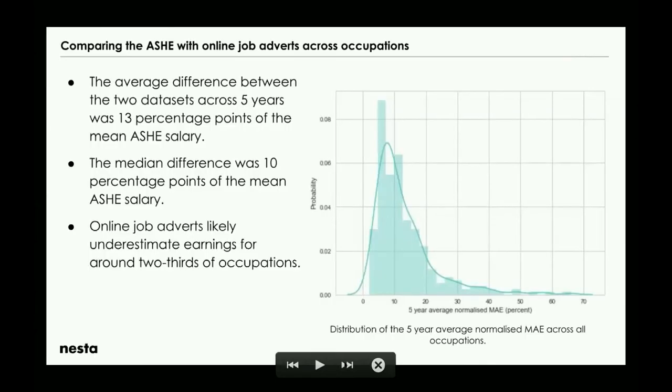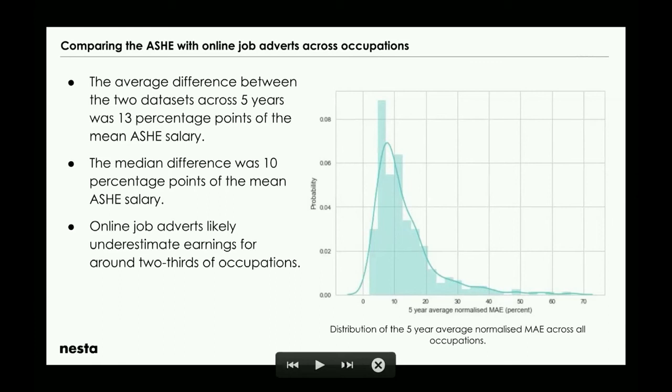So let me go ahead with the results. I'll start from the comparisons between official statistics and online job adverts. You see from the figure that the range of the results can be quite large. Some occupations' differences are quite small, some are quite big. The average was a difference of 13 percentage points from the mean salary in the Annual Survey of Hours and Earnings, and this is across all of the 5 years. And the median was 10 percentage points, so 50% of the occupations are within 10 percentage points of the average of official salary. Also, we noted that online job adverts are likely to underestimate earnings for around 2/3 of the occupations.